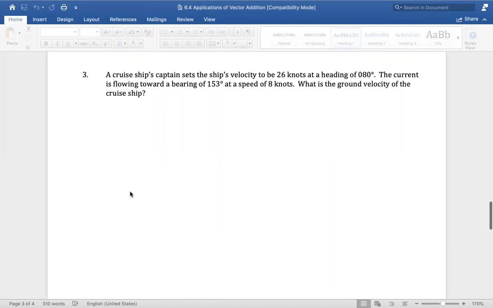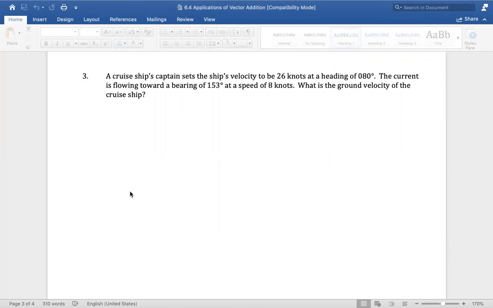A cruise ship's captain sets the ship's velocity to be 26 knots at a heading of 080 degrees. So the 0 there tells me that it's a true bearing, right? There's a hint there. The current is flowing toward a bearing of 153 degrees. So that would be true bearing as well, at a speed of 8 knots. What is the ground velocity? So the resultant, right? We talked about in the note of the cruise ship. What is the resultant of the cruise ship?